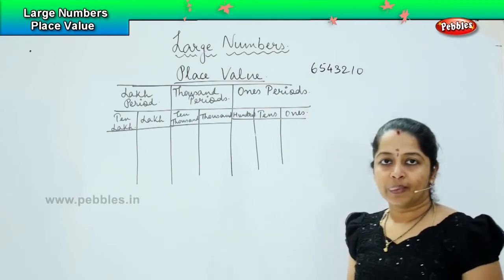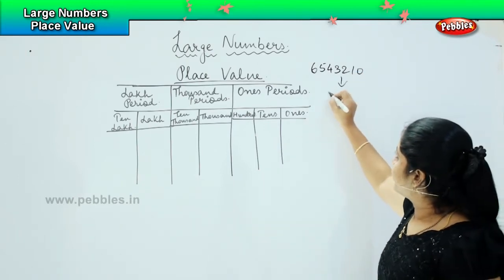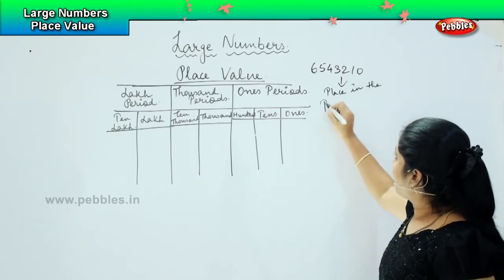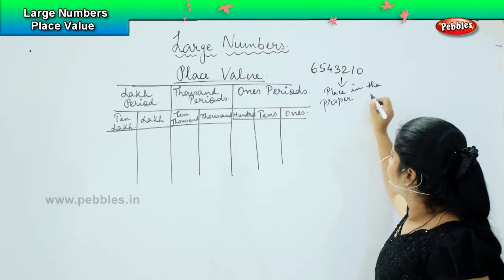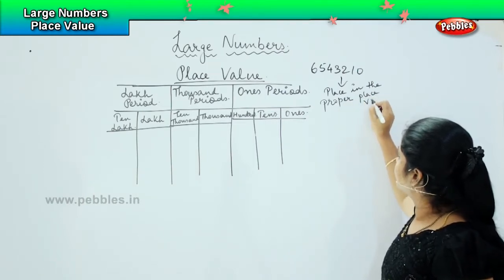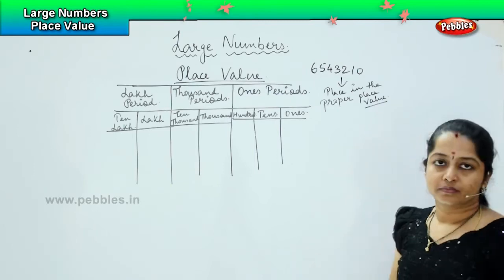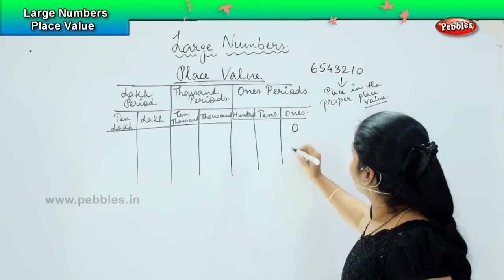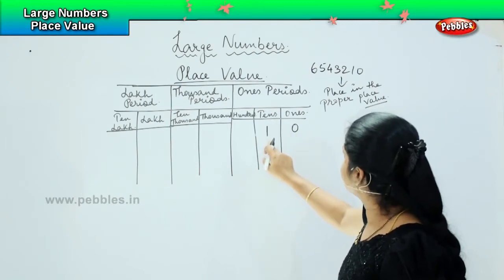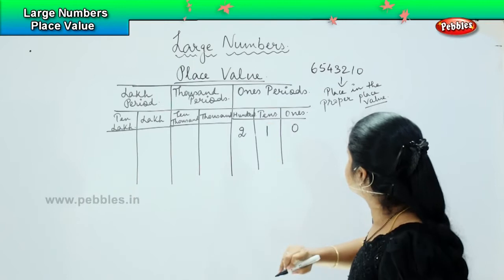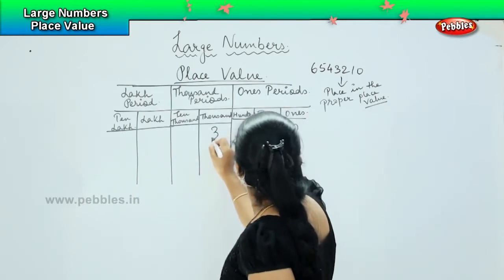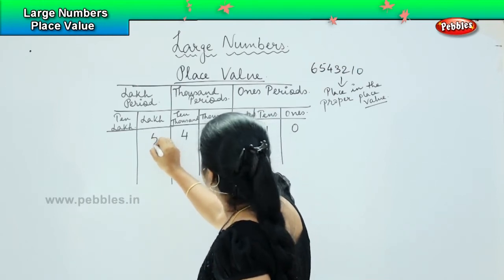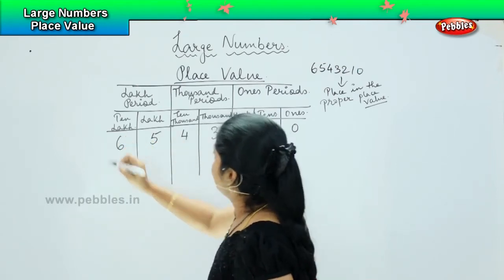Okay. Say for example, if I have to write a number, say 6543210, and this number I have to place in the proper place value. So how will I do it, children? 0 will come in ones, then 1 in tens place, 2 in hundreds place, then 3 will come in thousand, 4 will come in 10,000, 5 will come in lakhs, and 6 will come in 10 lakhs.